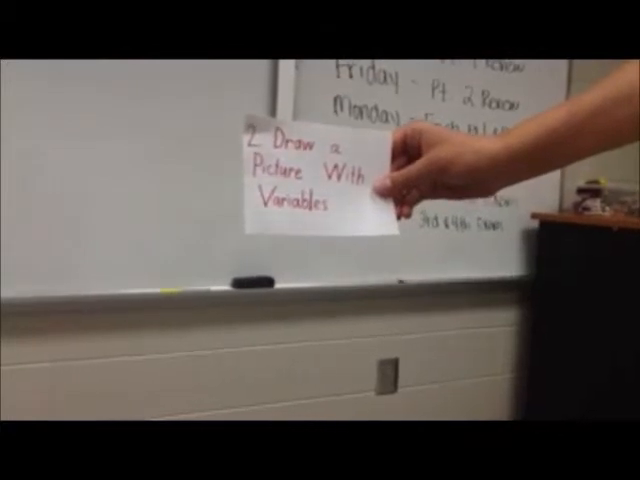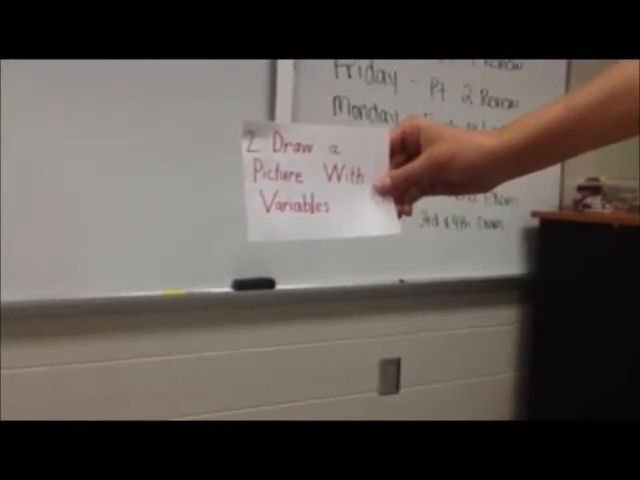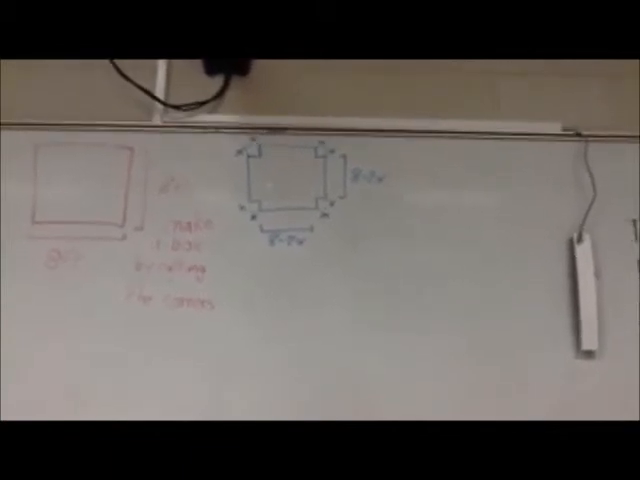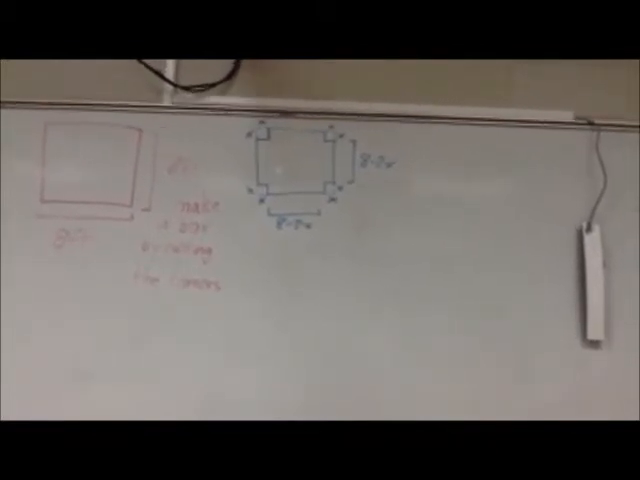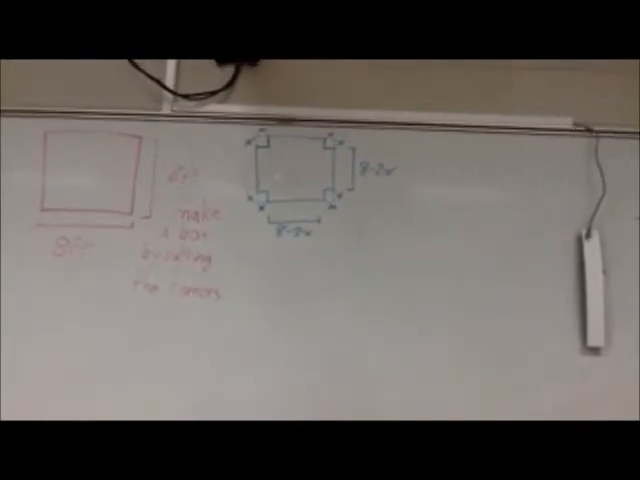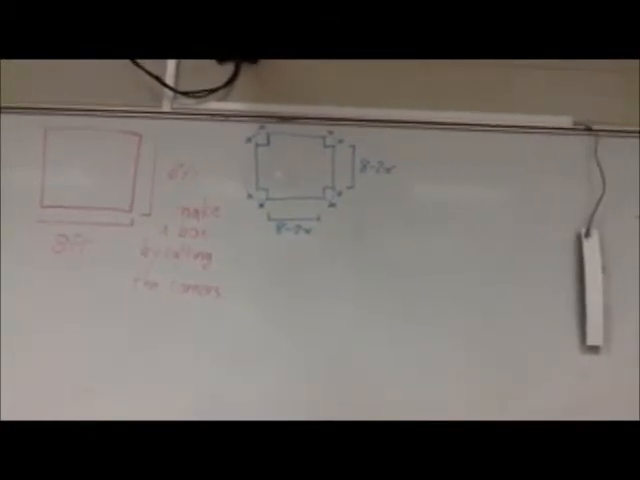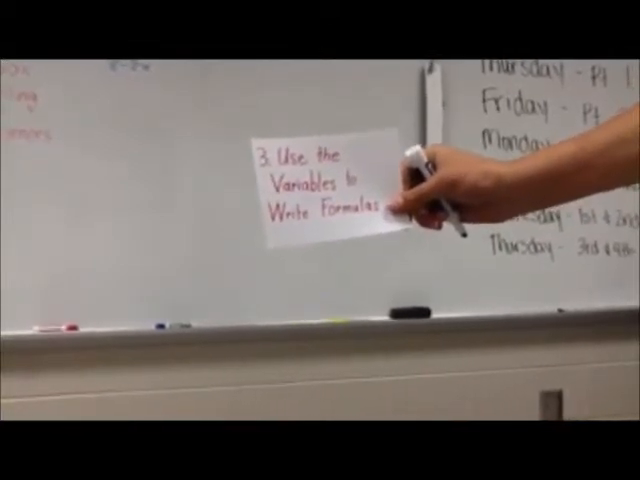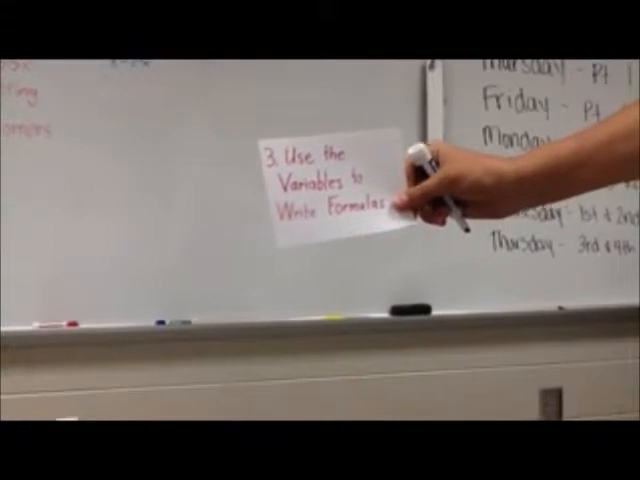Now that we have completed the first step, we can go on to step number 2, or draw a picture with variables. Since I knew that I needed a square with each corner cut, I drew a square with each of its corners missing. The new box should have a side of 8 minus 2x, which I can tell by looking at my picture. The length of each corner cut off will be x, and all the corners should stay the same.